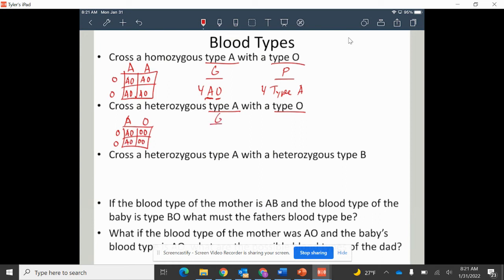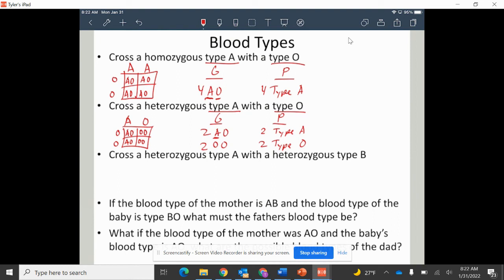So for genotypes, you can get 2 AO and 2 OO. So 2 type A, remember A is dominant, and 2 type O. You'll notice we are ignoring the Rh factor. We're not doing A positive, A negative, O positive. That would create a dihybrid cross, and so we're going to stay away from that, at least for now.